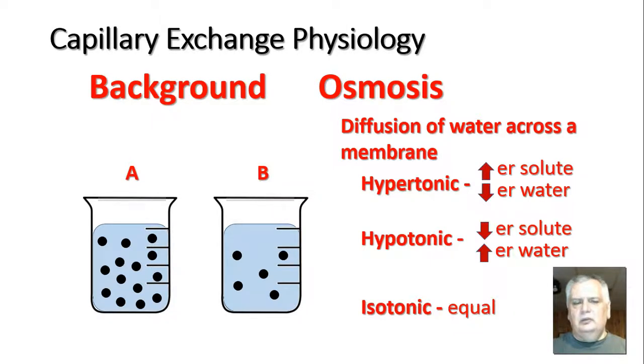So which solution, the solution in Beaker A or B, would be considered hypertonic? Remember, hypertonic means has a higher concentration of solute and a lower concentration of water when compared to another solution. Well, I think you can see that Beaker A has the hypertonic solution. It has a higher concentration of solute than Beaker B. So if we take a look at Beaker B, we would say that Beaker B is a hypotonic solution. So we're comparing these two solutions to one another.